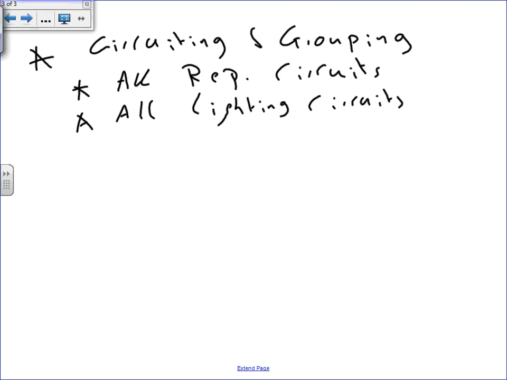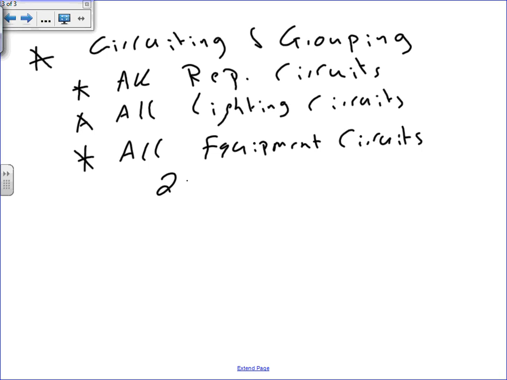Can I groove all of them in one conduit? I mean, depending on how many conductors and so forth, yes, you can put lights and receptacle circuits in one conduit. The second thing that I like to do is all equipment circuits 20 amp or less. That's when I start grooving. Any equipment circuit that's fed from 20 amps or less, groove it.